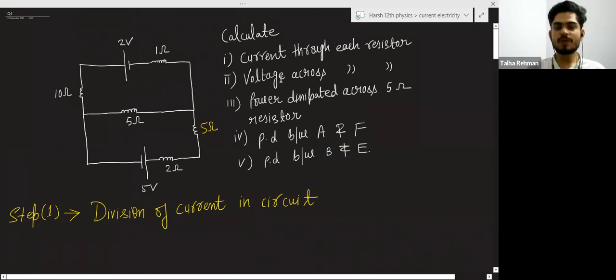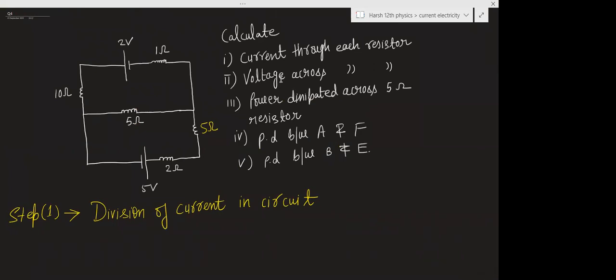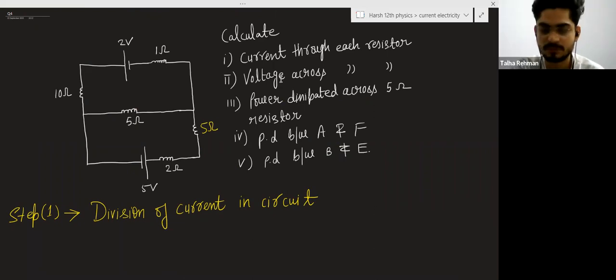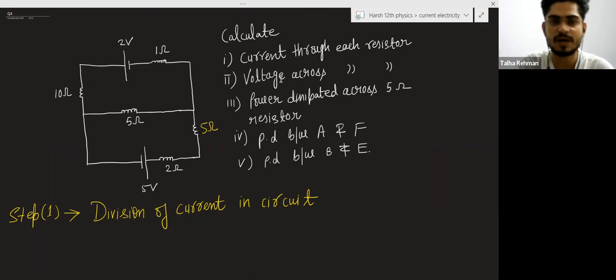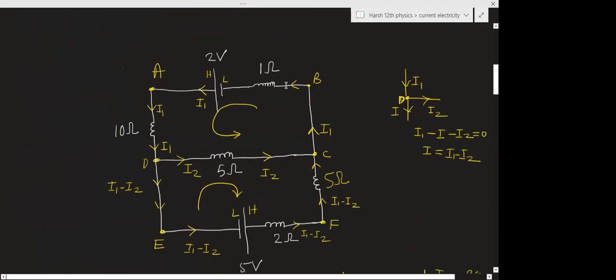Now we have to find the voltage across each resistor. V is equal to IR, which we already know. We know I, we know R, so we will just multiply it.